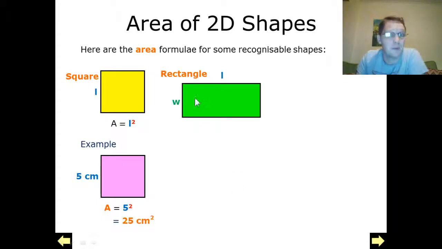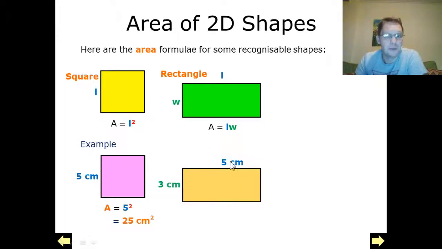Rectangle we've already spoken about, which is length times width. So A equals LW. Putting some numbers in, I've got a length of 5 centimeters and a width of 3 centimeters. So 5 times 3 gives me an area of 15 centimeters squared. Again, the power of 2.